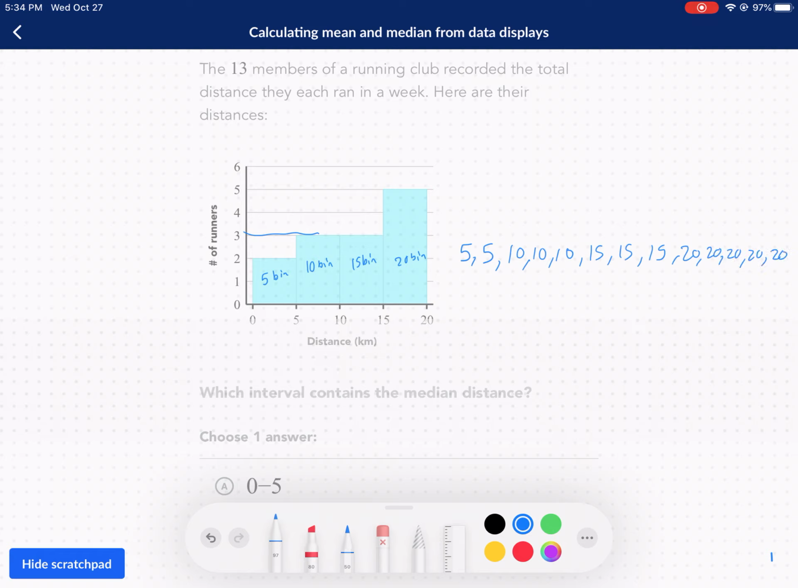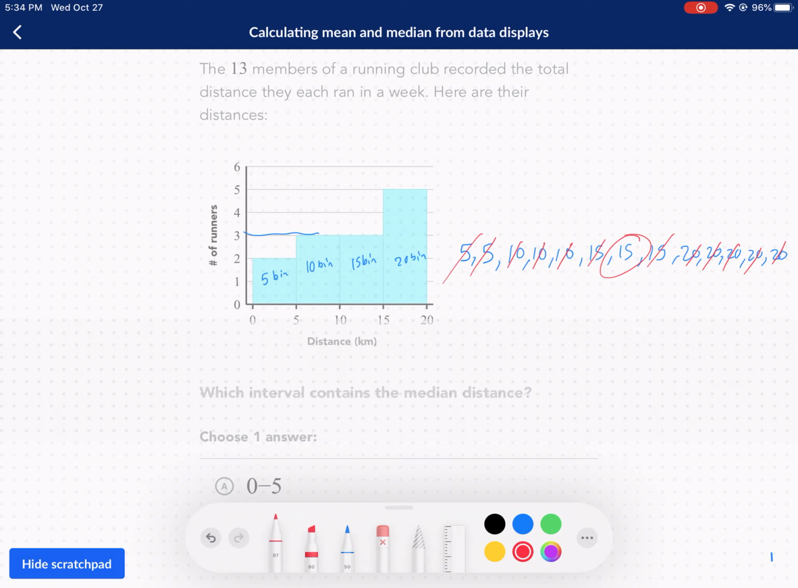Okay, I'm going to do the same thing. Left, right, left, right, work my way in. Left, right, left, right, left, right, and we land on 1. It's an odd number, so we land on 15, and that's our median.